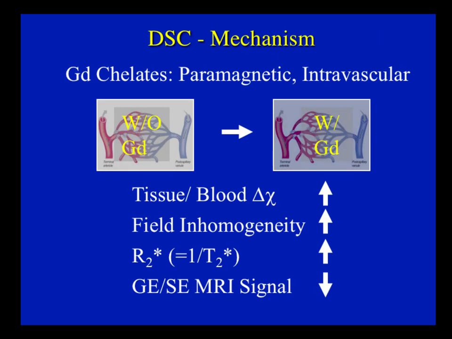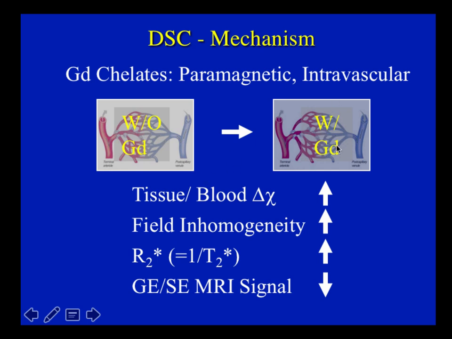So how does this technique work? Here we have two situations: one where the blood within a voxel is without gadolinium, and another where the blood within the voxel is filled with gadolinium. Gadolinium is a paramagnetic agent, and it also stays intravascular.